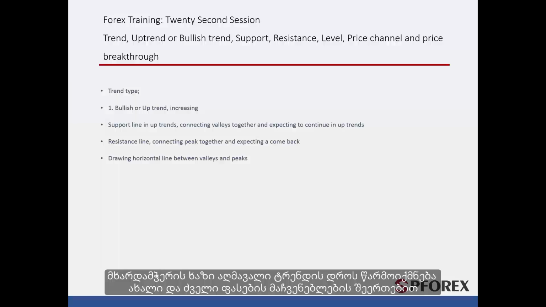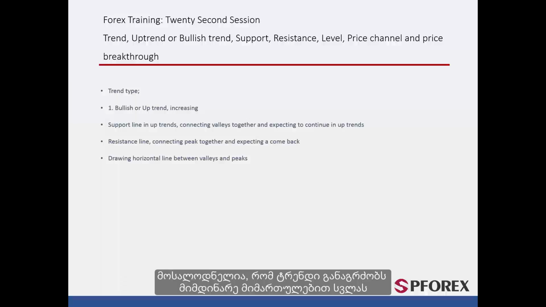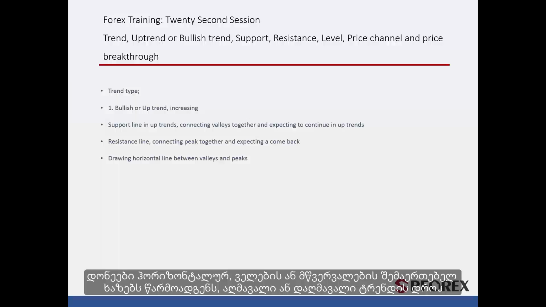Support line in bullish trends is shaped by connecting valleys of price waves, considering that new valleys are higher than the old ones. It is expected that the trend will continue in its current direction. Resistance line in bullish trends is formed by connecting peaks, which will have an opposite effect on an uptrend movement, causing a downfall. Levels are horizontal lines connecting peaks or valleys in an upward or downward trend.